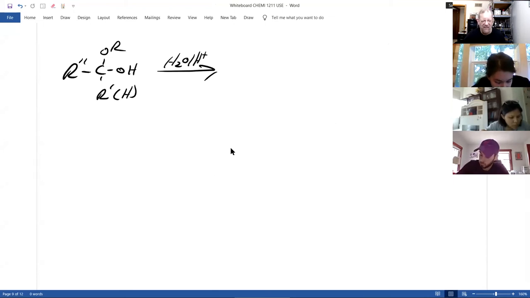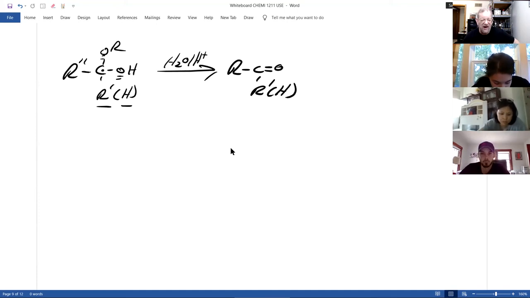Now, if we take a hemiacetal, hemiketal, our R prime can be hydrogen or carbons, and keep your eye on the carbon that has two oxygens. There's only two places in all of organic chemistry that I know where you have a carbon that's single bonded to two oxygens. This and the next reaction are the only ones. And they give the same products. And I'll explain that this afternoon. So this gives you back the ketone or aldehyde you would have used to make this compound right here, plus the alcohol you would have used to make this compound right there.